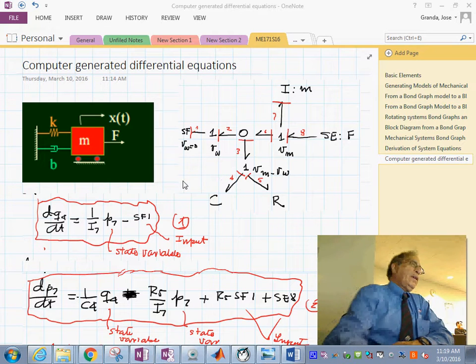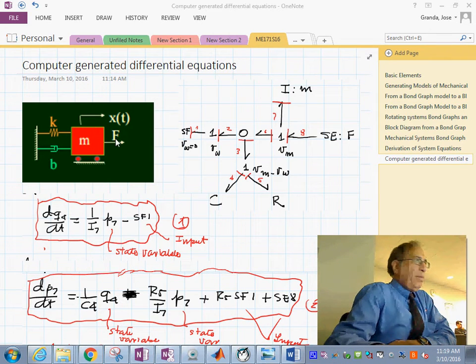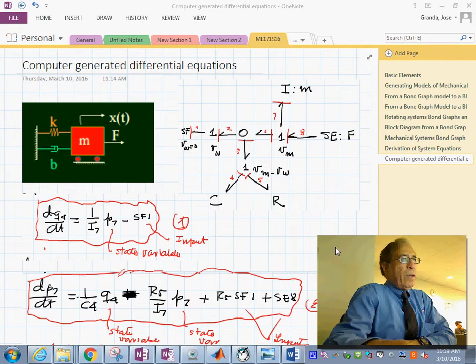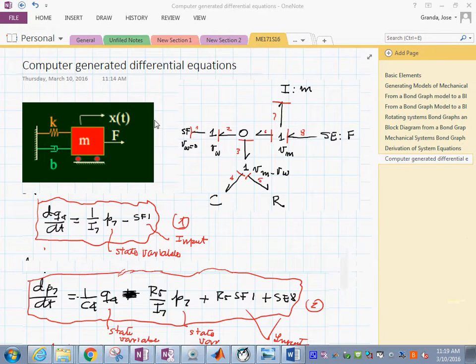Just to review very quickly what we have, this reference, the wall in here. We model it as a source of velocity 0 just so that we have a reference, and then the other velocity of the mass is over here.